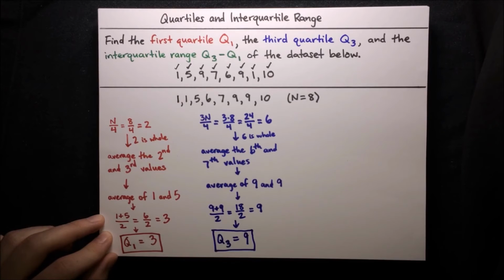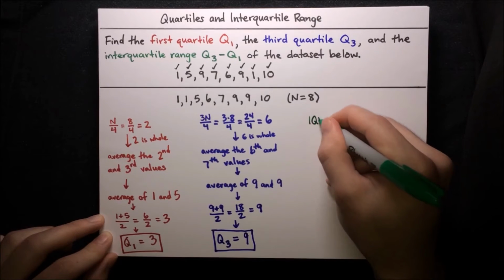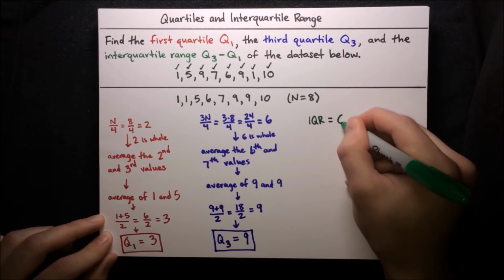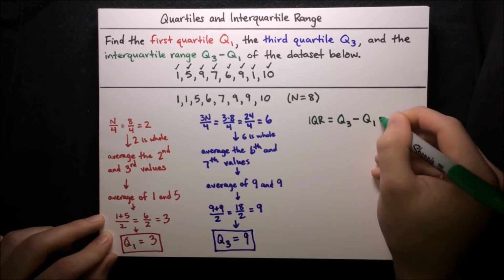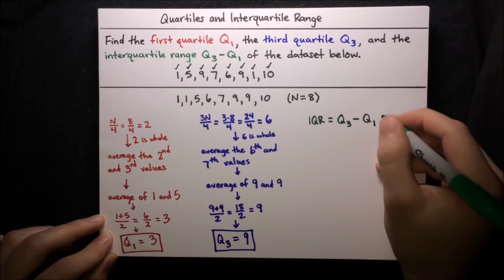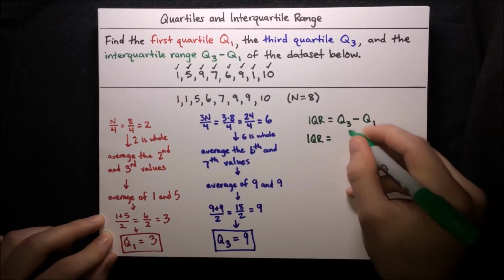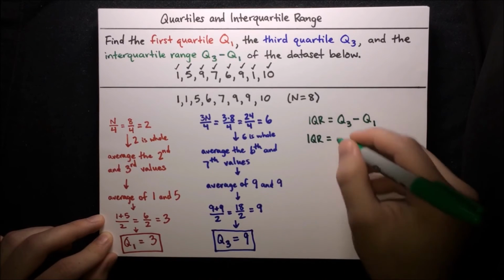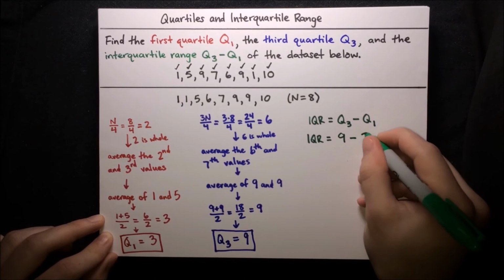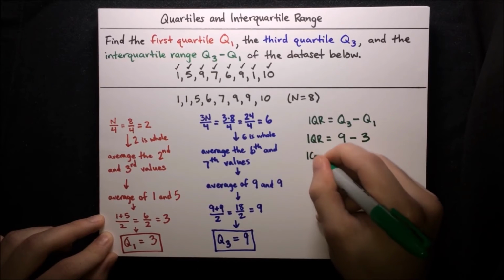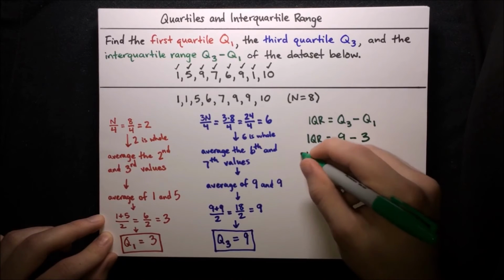Okay, so now we can go ahead and compute the interquartile range. Interquartile range, IQR, is equal to Q3, third quartile, minus Q1, the first quartile. So just subbing in our information, IQR is equal to Q3 is 9, so 9 minus Q1, which is 3. So interquartile range is 9 minus 3, which is 6.